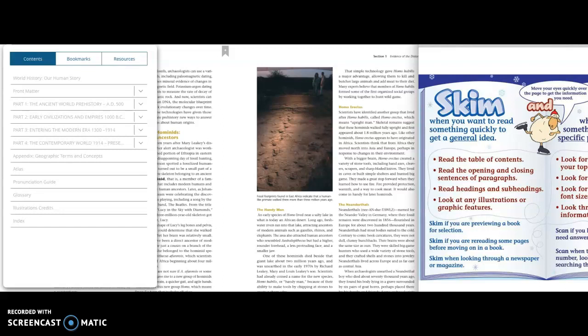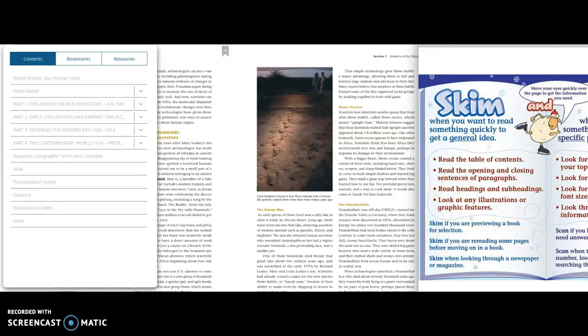Hi all. Right now we're going to talk about how to skim a text. Skimming and scanning are two different ideas. So the first one we're going to talk about is skimming. It's when you want to read something quickly to get a general idea of what is contained in that text.